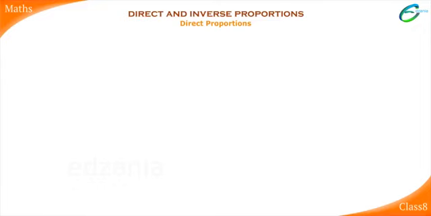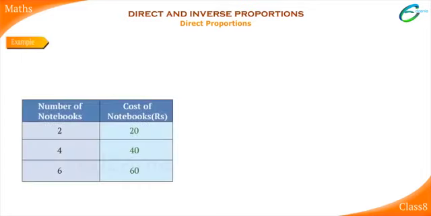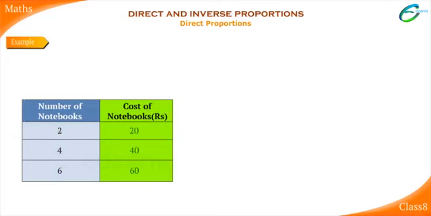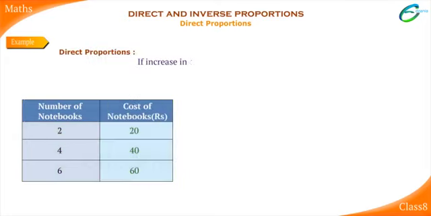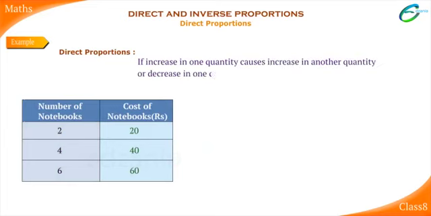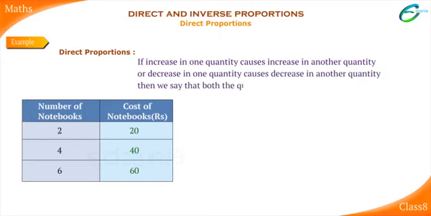We come across many such situations in our day-to-day life where we need to see variation in one quantity bringing in variation in another quantity. Now let us learn in detail about this. Let us go back to our first example where we see that as the number of notebooks increases, the cost of the notebooks also increases. If increase in one quantity causes increase in another quantity, or decrease in one quantity causes decrease in another quantity, then we say that both the quantities are directly proportional.